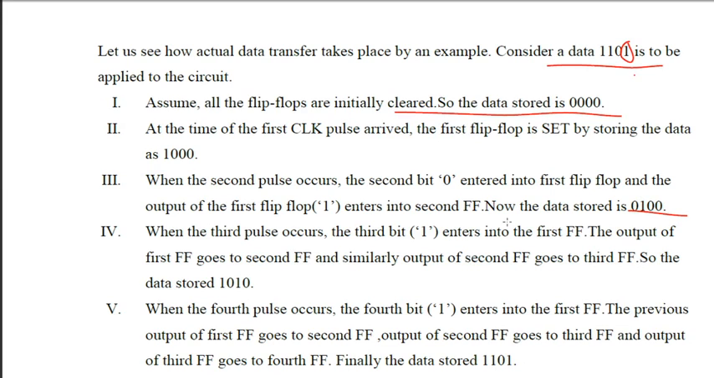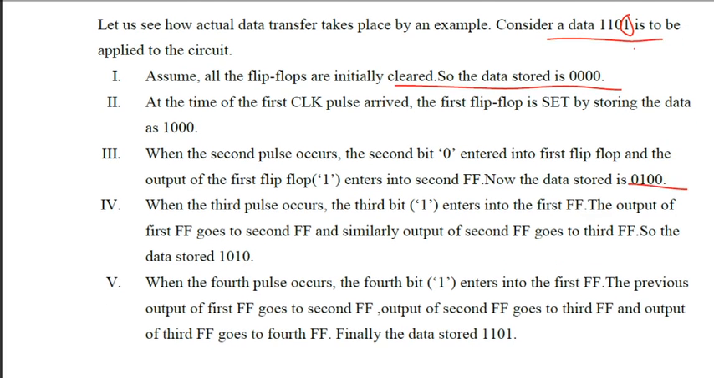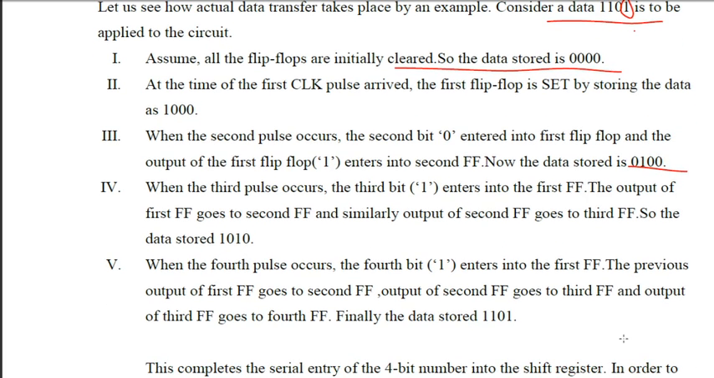Now on the next pulse you input the third number, and this becomes 1 0 1 0. This process continues until you input all the numbers. For the next pulse you input one more 1, so the data stored will be 1 0 1 1. So this completes the circuit.